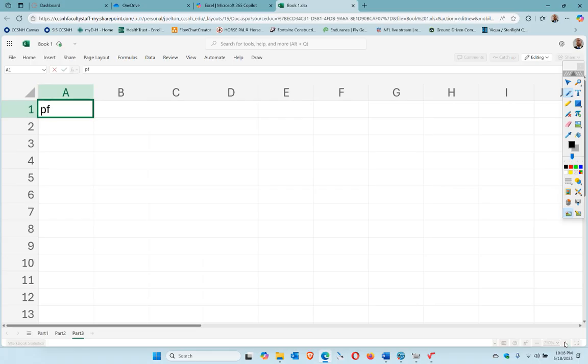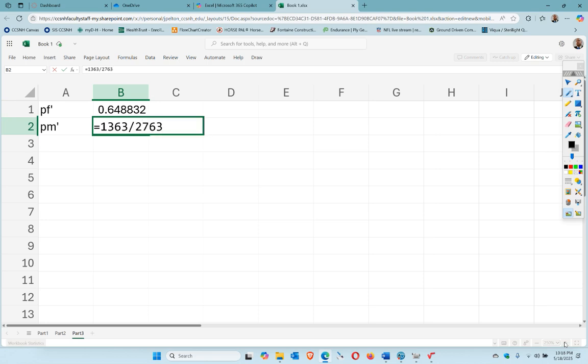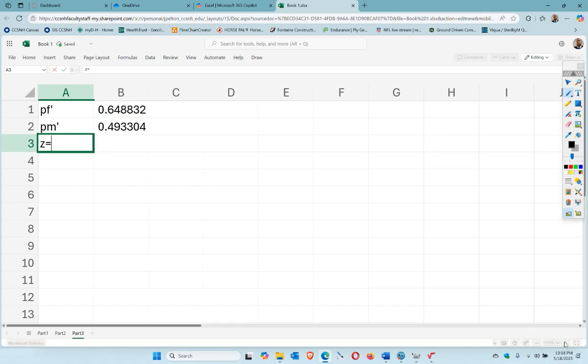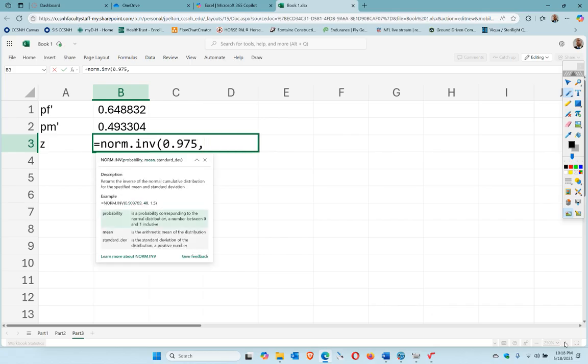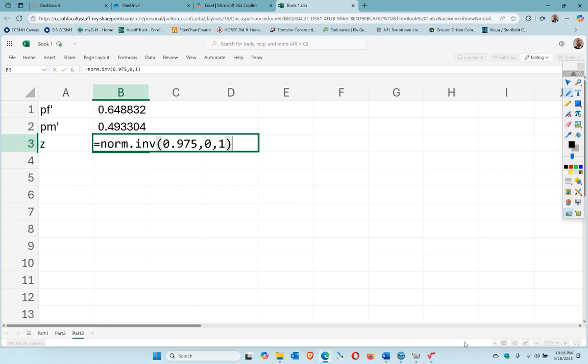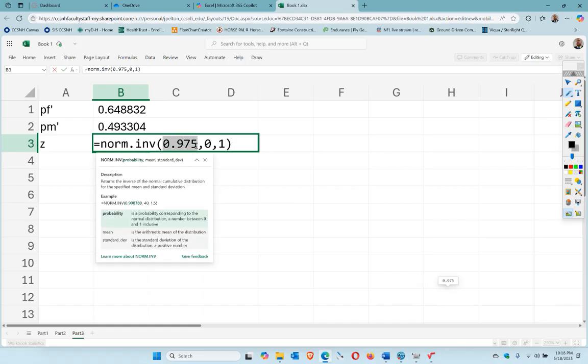P female hat, P male hat, right? Okay, so remember correctly, that was 277 divided by 4208, and this is 1363 divided by 2763. Okay, so my z value is NORM.S.INV of 0.975, comma 0, comma 1, right? So basically I'm inverting the area or the probability back to a z value, and 0 and 1 are the default values for mean and standard deviation.